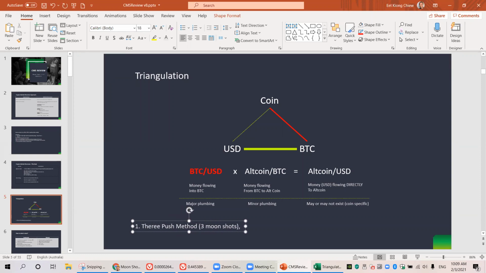The reason why people say, Jay, how do I spell three? I can't even spell. Okay, so that's the first method that I started with, and this is where the $55 came in. So the three push.